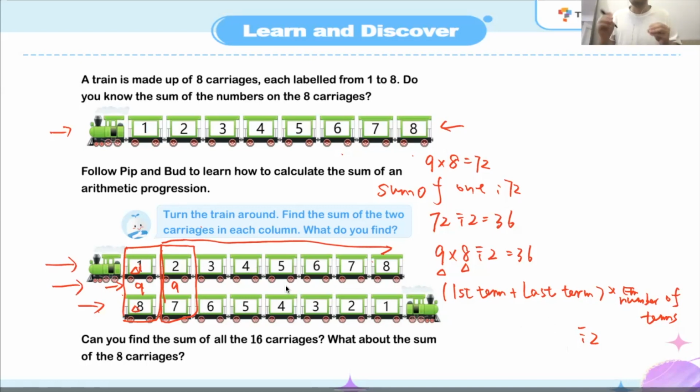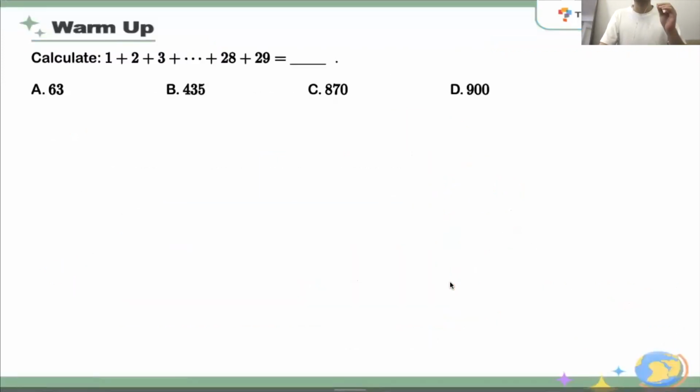Okay, remember this formula. That is very important. That is the normal method to work out the sum of the sequence: first term plus last term, then times the number of terms, and divide by 2. We can use this formula to help us work out the question. For this question, I will write down this formula, and you can quickly find the answer.